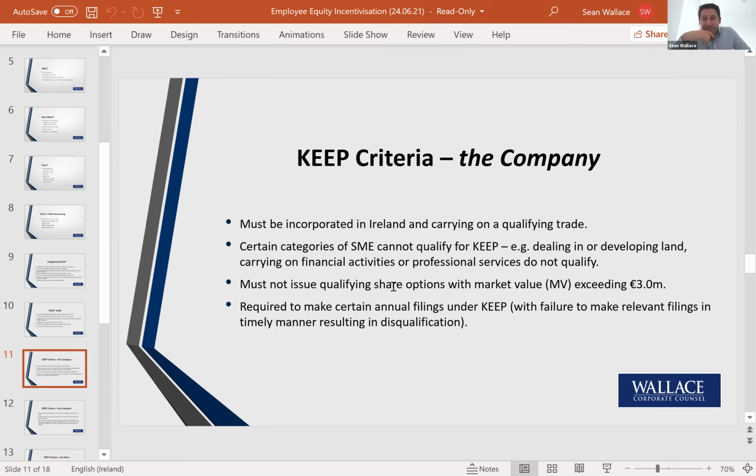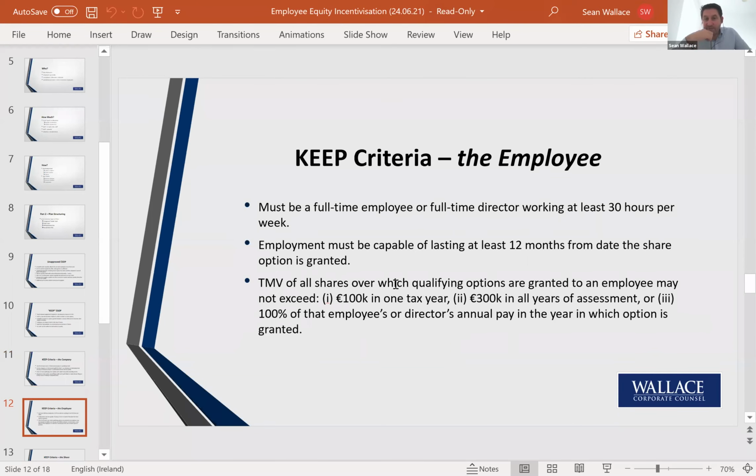The market value ceiling here is €3 million, and for a company that has a really high trajectory and growth pattern, that's one of the problems of KEEP: you very quickly hit that ceiling, and so you lose all the tax effectiveness beyond that ceiling. And there are annual filing requirements and things like that, but nothing too onerous.